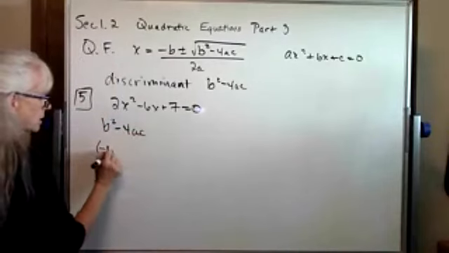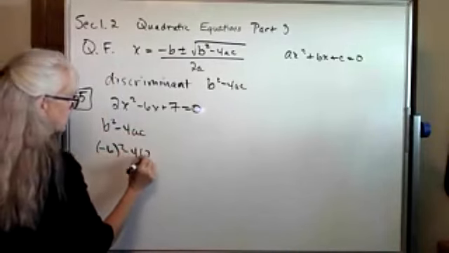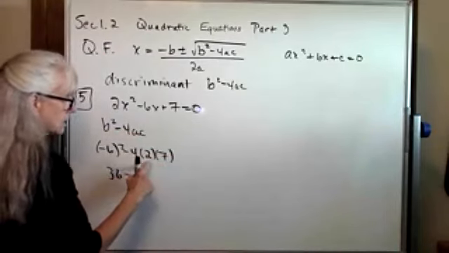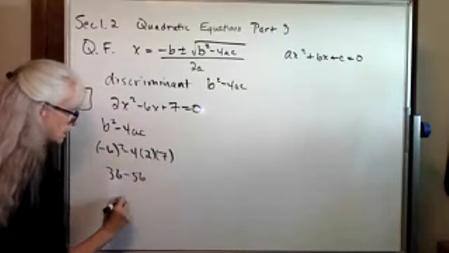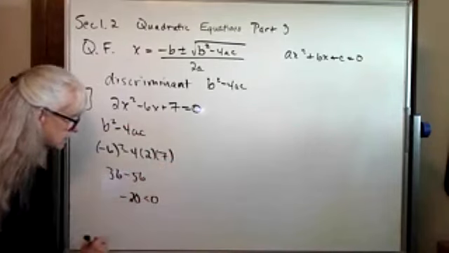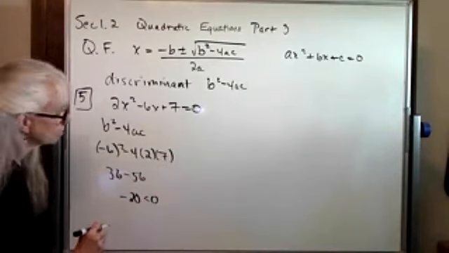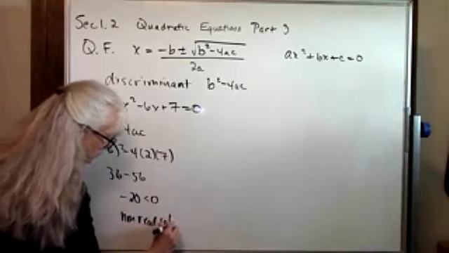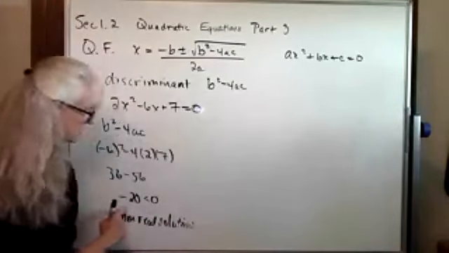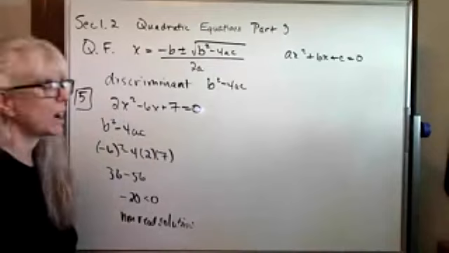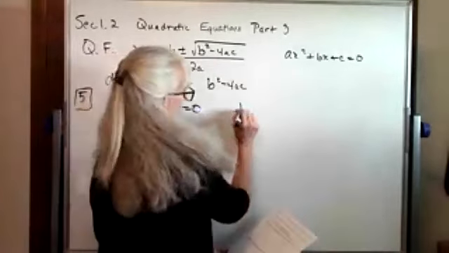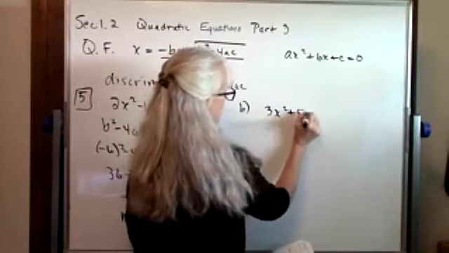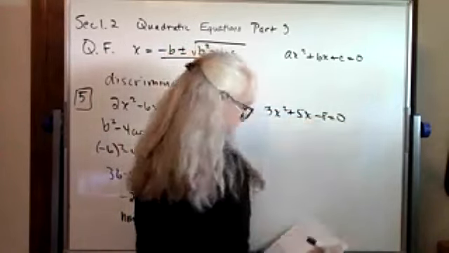So b squared would be that negative 6 squared minus 4 times 2 times 7. So that would be 36. 4 times 2 is 8 times 7 is 56. So that's going to give me a negative 20, which is less than 0. And that tells me that I get 2 complex solutions. So they are non-real solutions. I would be taking the square root of a negative 20, so they're going to involve I. Part B on that example says, what if we have 3x squared plus 5x minus 8 is equal to 0?